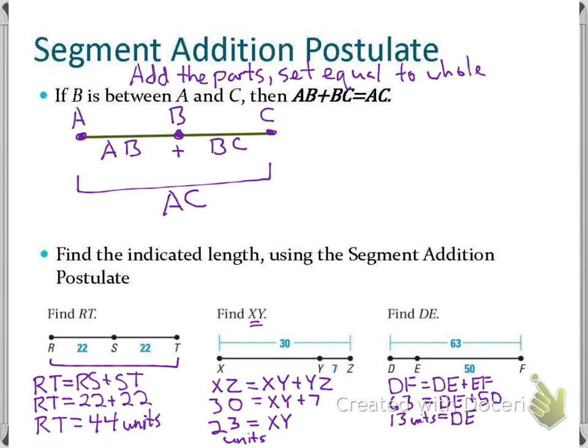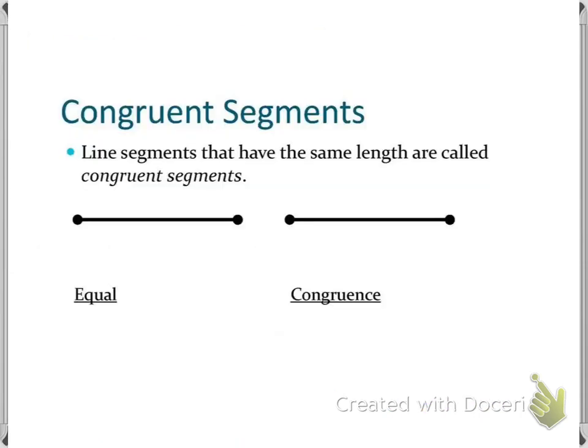Okay, now, there's our segments. We're looking at starting to find measurement and length of them. That brings us to the idea of congruence. Now, congruent segments is going to be a very big idea, very big concept, just congruence in general that we're going to see in this class. So if I had two segments here, A, B, and C, D, it says that line segments that have the same length are called congruent segments. So I'm looking at something called length, the same length, let's say equal, and congruence.